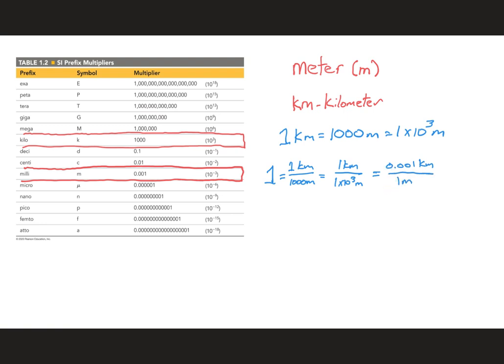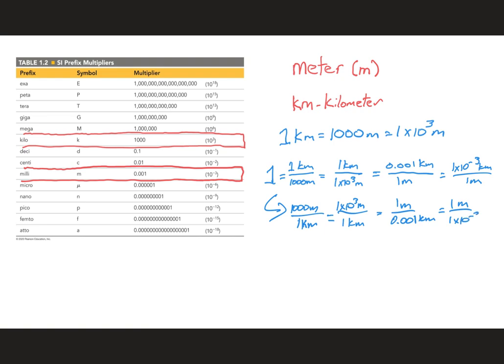And we can write this one more way. You might see 1 times 10 to the minus third kilometers per 1 meter. Now we can flip that relationship, just like we did on the last example previously. And we can say that there is 1,000 meters per 1 kilometer, or 1 times 10 to the third meters per 1 kilometer, or 1 meter per 0.001 kilometer, or 1 meter for every 1 times 10 to the minus third kilometer. All of these things mean the exact same thing when we talk about the relationship of a kilometer to the meter.